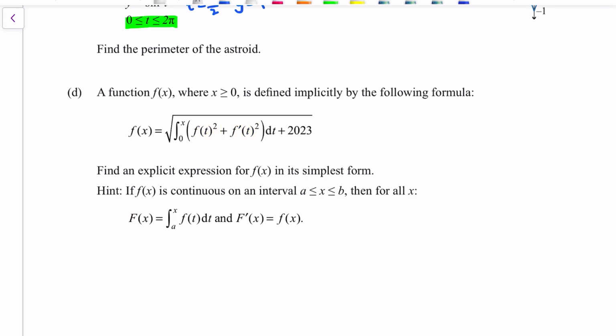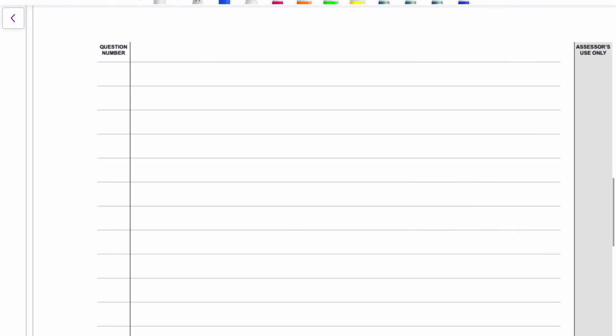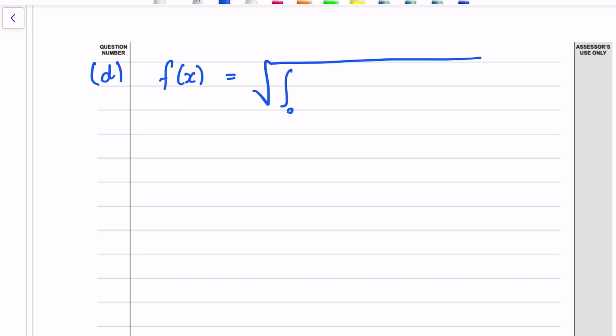Turns out though, if you square both sides of this and then differentiate, you solve that problem. So, part D, f of x is equal to the square root of the integral between 0 and x of f of t all squared plus f dash t all squared, plus 2023. Gotta love it when the year comes up in the skull problem.